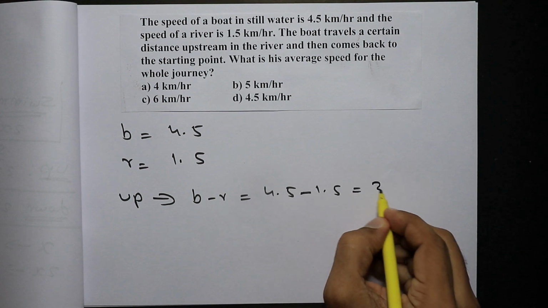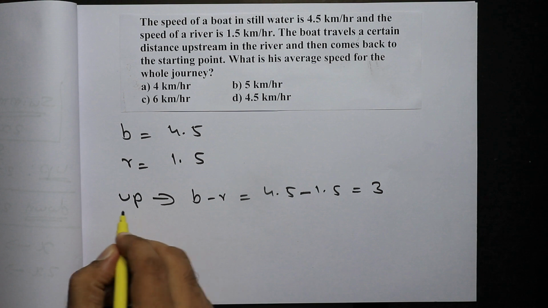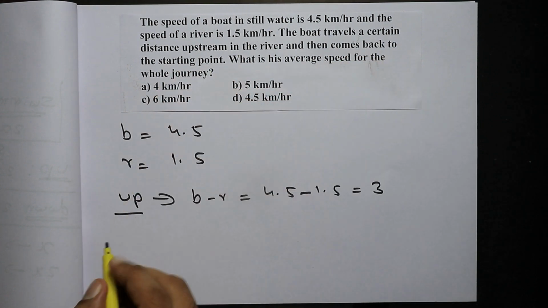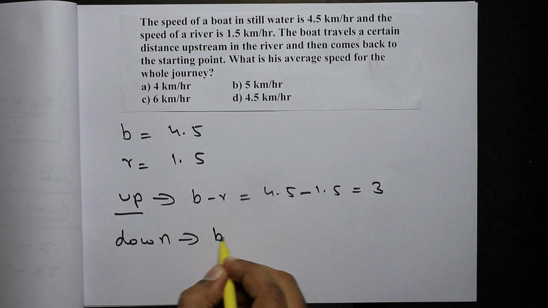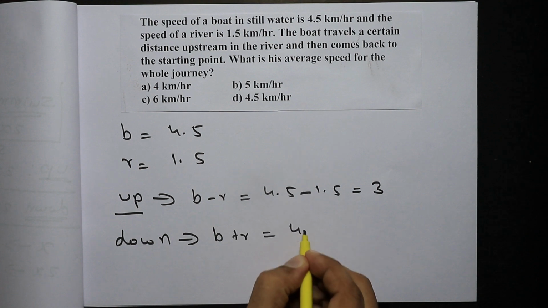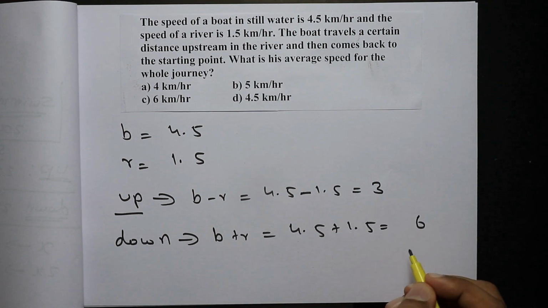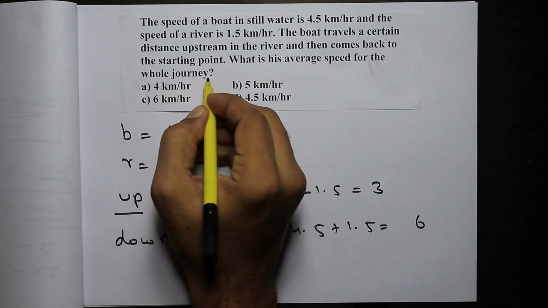4.5 minus 1.5, it will be 3 kilometers per hour. So that is the speed when he goes upstream and then comes back to the starting point. Now when he is downstreaming, effective velocity will be b plus r. So that will be 4.5 plus 1.5, that will be 6 kilometers per hour. What is his average speed for the whole journey?